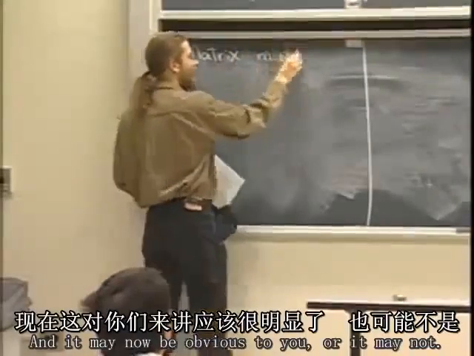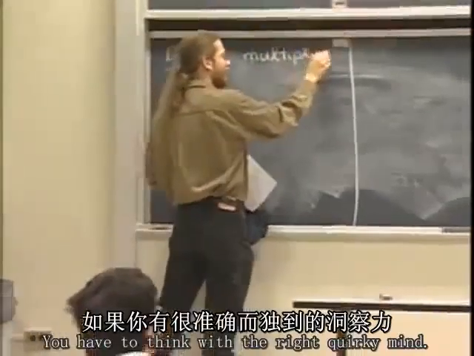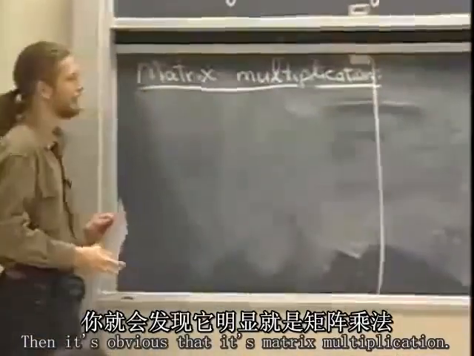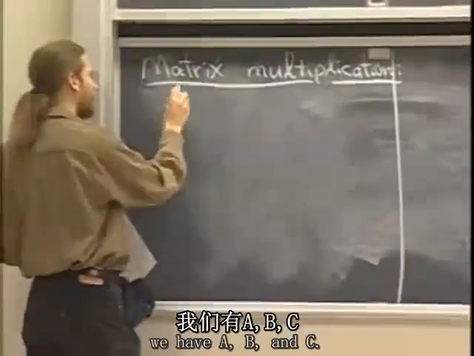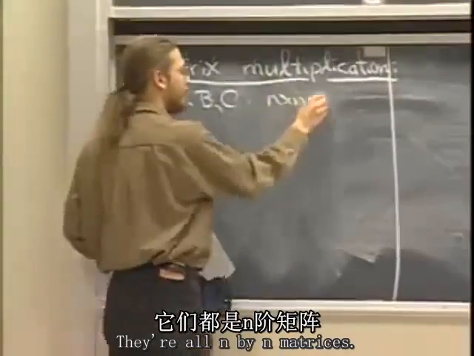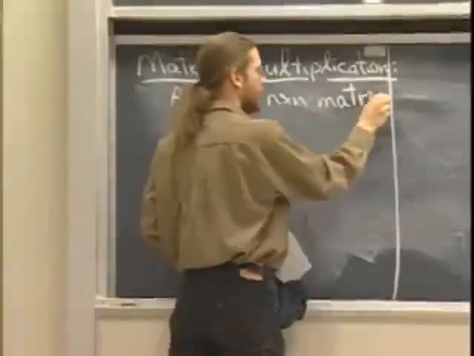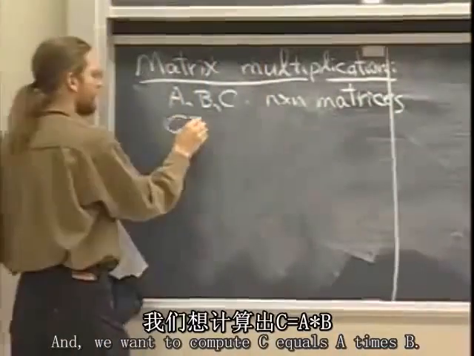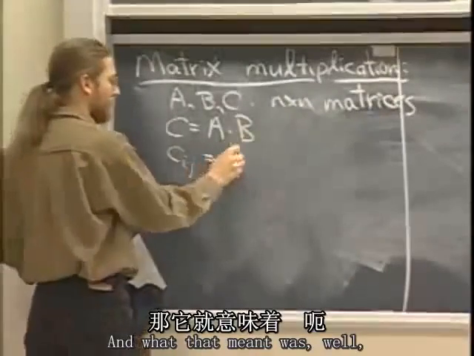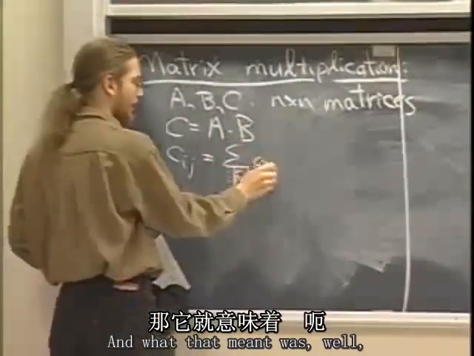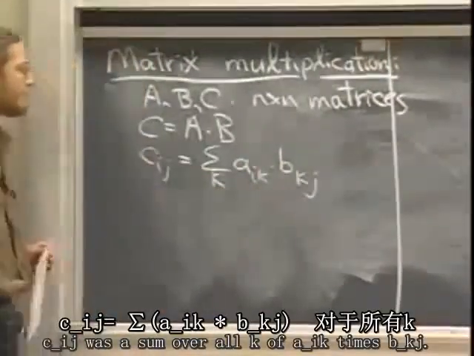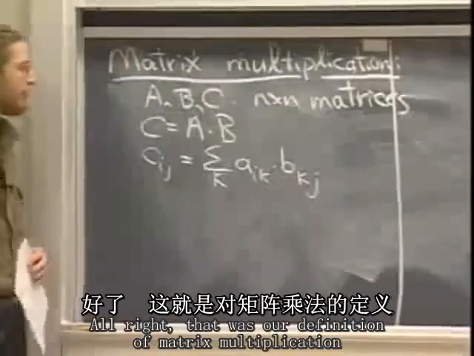And it may now be obvious to you, or it may not, but there you go. You have to think with the right quirky mind. Then it's obvious that it's matrix multiplication. But remember, matrix multiplication, we have A, B, and C. They're all n by n matrices. And we want to compute C equals A times B. And what that meant was, well, Cij was a sum over all k of Aik times Bkj. Right, that was our definition of matrix multiplication.